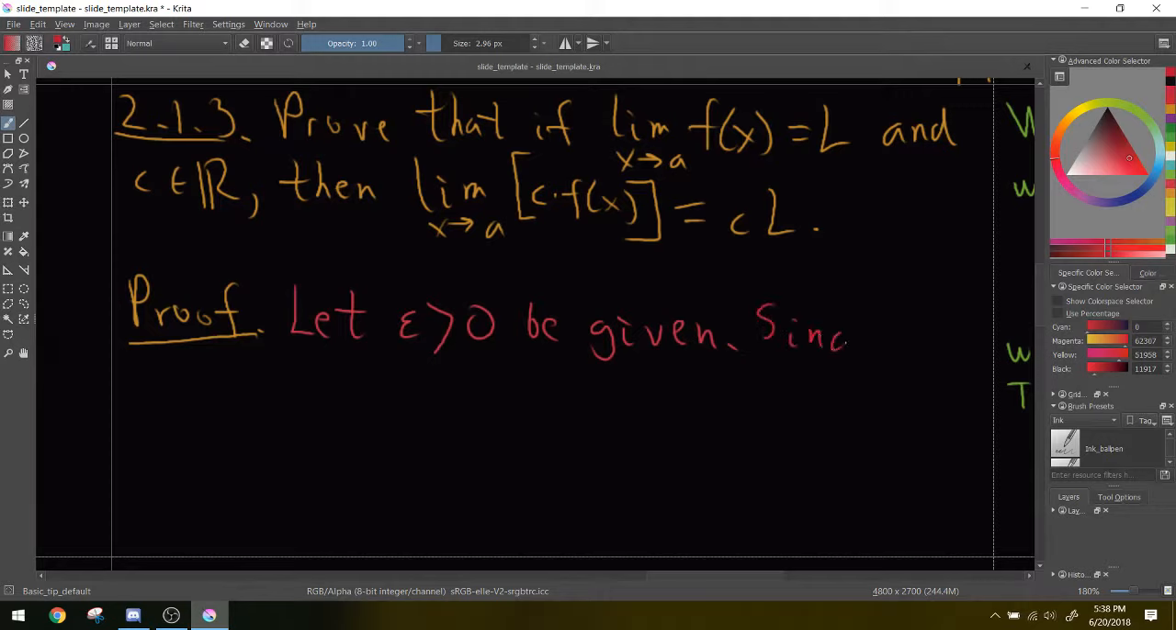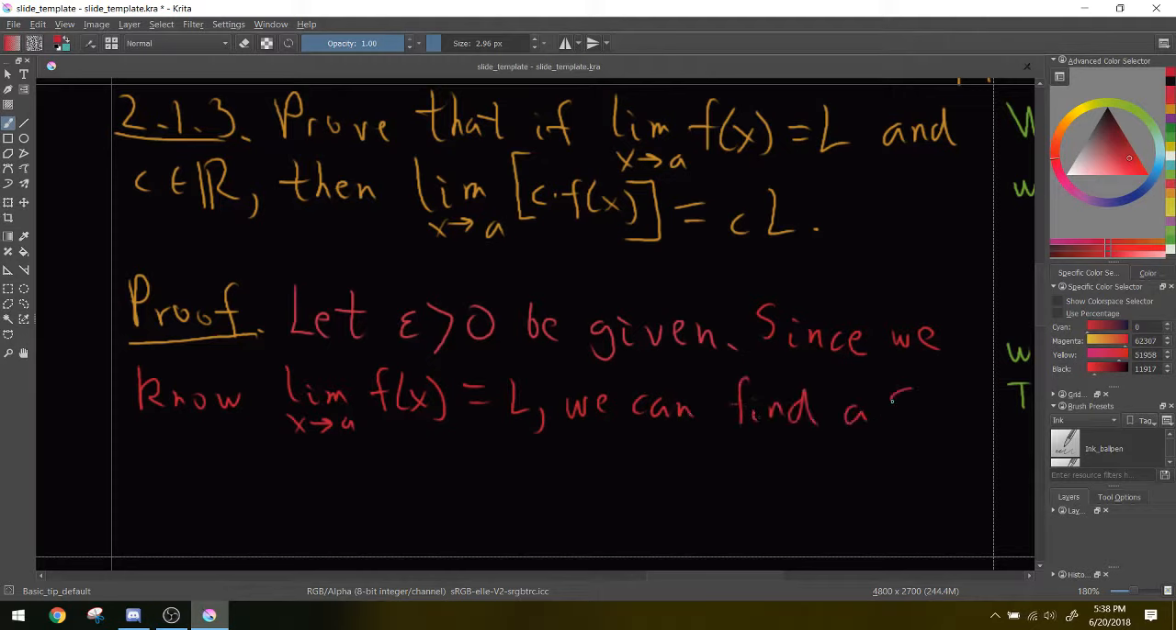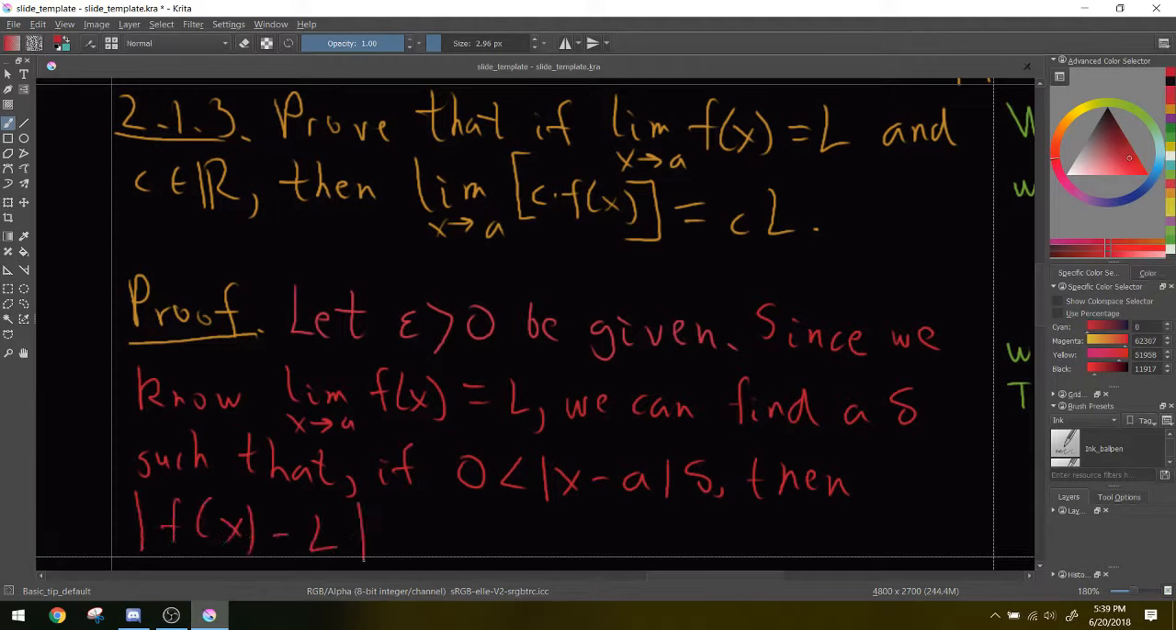So since we know the limit as x approaches a of f of x equals L, we can find a delta such that if 0 is less than the absolute value of x minus a is less than delta, then the absolute value of f of x minus L, and here's the key step, is less than epsilon over the absolute value of c. Right, so this is just that step that I mentioned.